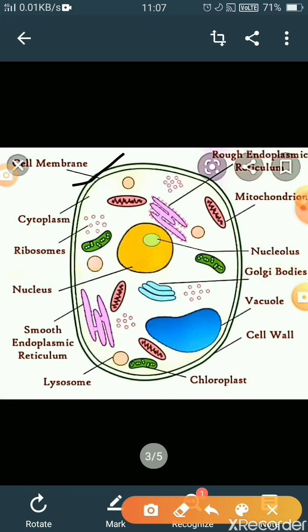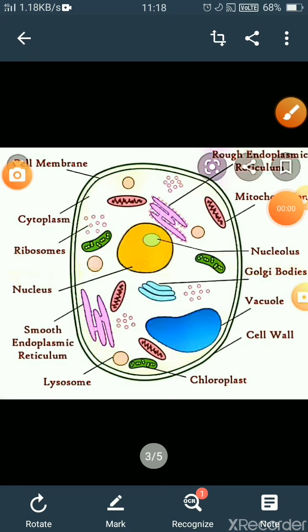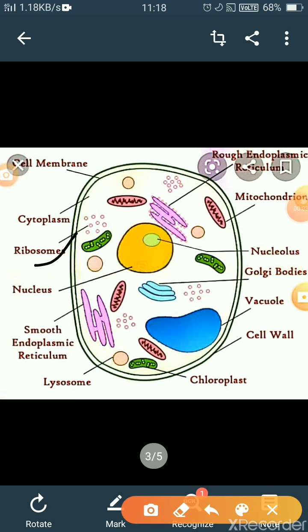First there is the cytoplasm. Cytoplasm is a jelly-like semi-fluid substance that lies inside the cell. Here are ribosomes, which help in protein synthesis. Next is the nucleus, which is also called the control center of the cell. The smooth endoplasmic reticulum helps in the transport of substances within the cell. Lysosomes are also called suicidal bags, which means lysosomes digest their own cell.